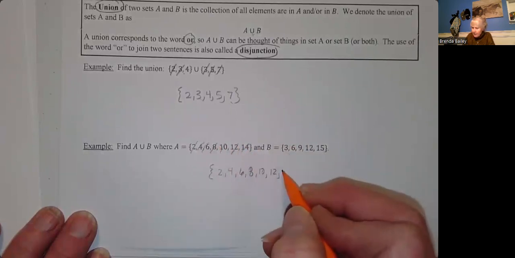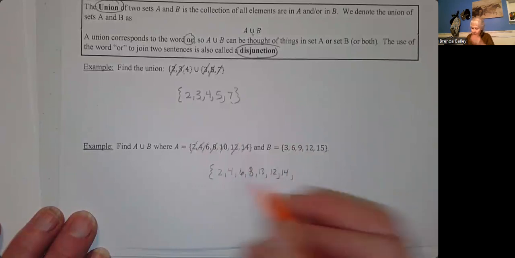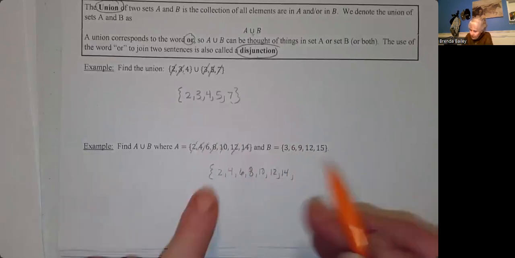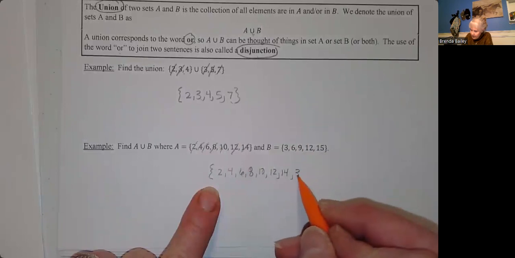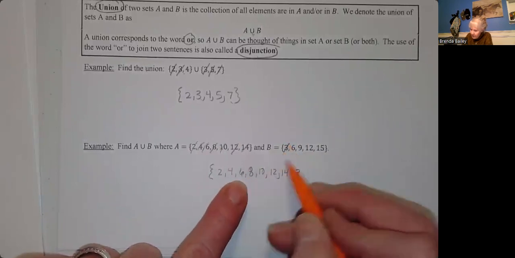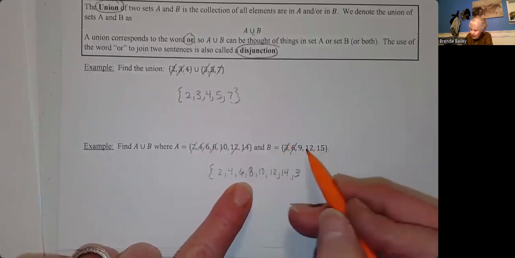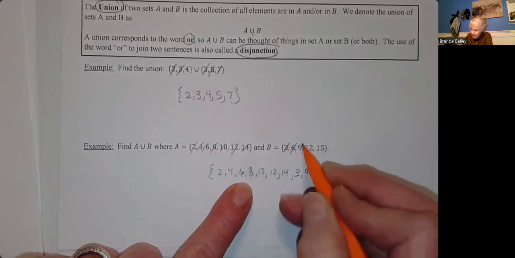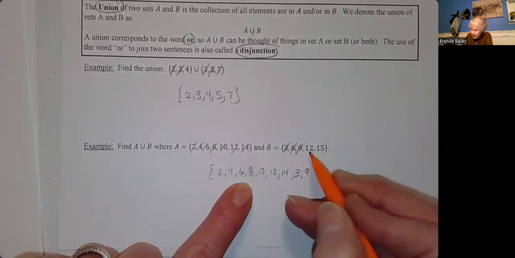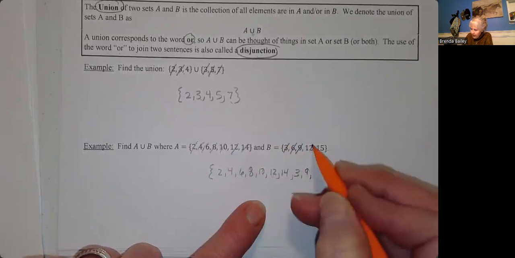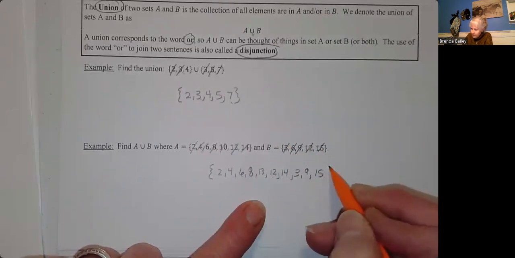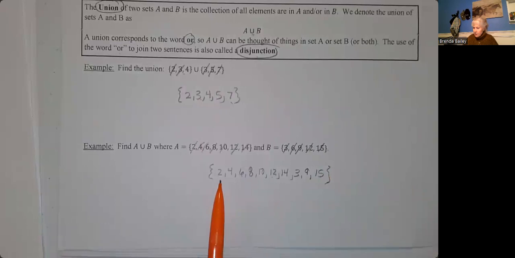Like I say, sometimes Pearson may want these in order. Sometimes they won't. 3, yeah, we don't have it yet. We do have the 6, so we don't have to write it again. 9. We have the 12, so we don't write it again. And we have 15. So this is the solution set. This is the union of A and B. It's just a little bit bigger. Awesome. You're doing great.